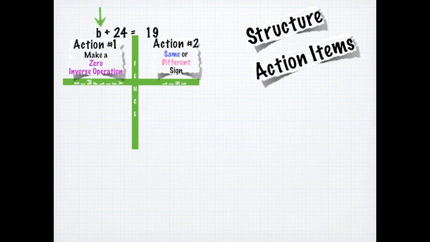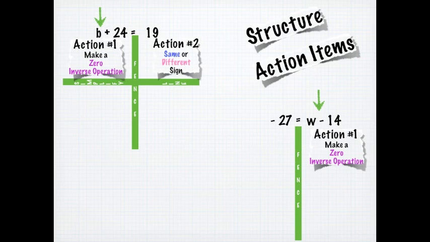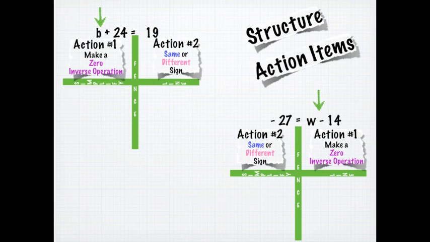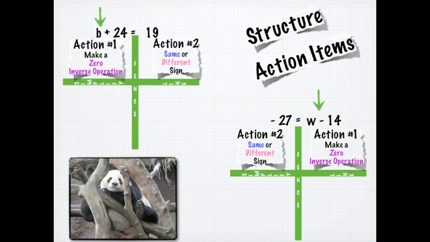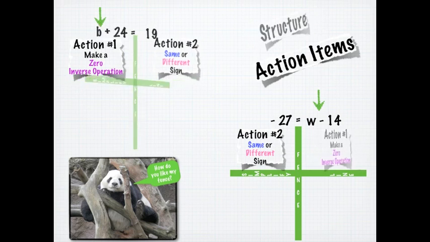You might be thinking, hey, what if the variable happens to be on the other side? No worries, just follow the same steps. Draw your fence, make a 0 on the variable side, draw a simplify line, then calculate using the same or different sign rule. You can solve a problem no matter what side the variable is on if you follow the steps in the correct order. So now let's work some problems.